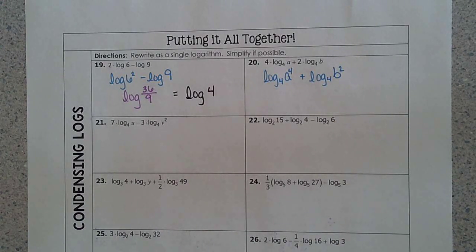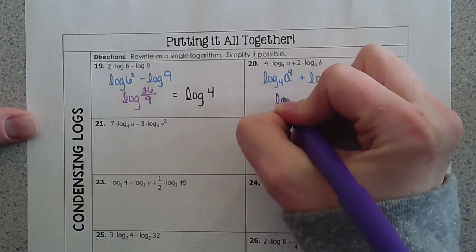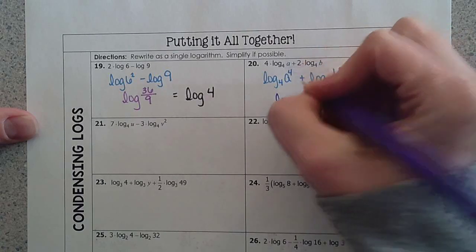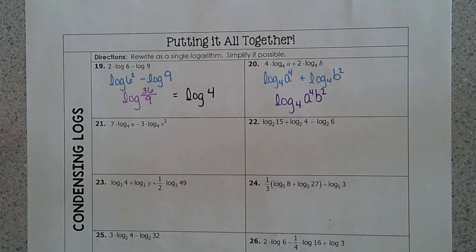Okay, do your power rule first. Move your coefficient into an exponent. And then your product property, I have addition, and I just multiply those terms together. Since I don't have numbers, I'm leaving it as a variable statement. So log base 4 of a to the 4th b squared.